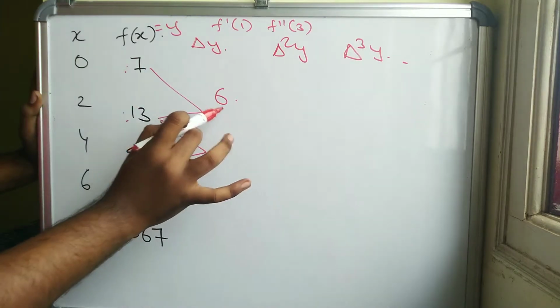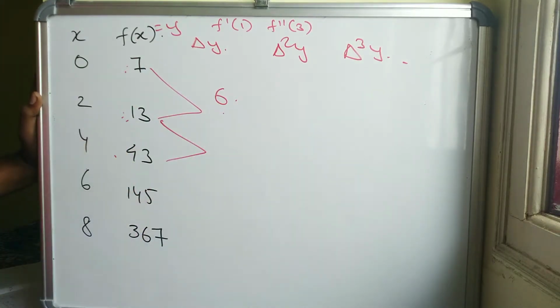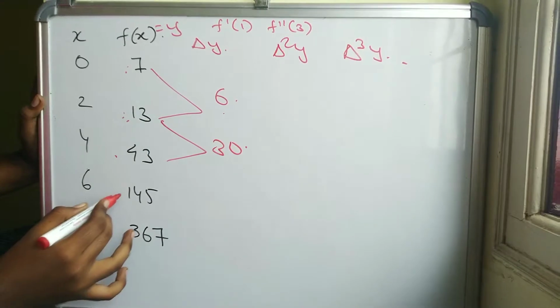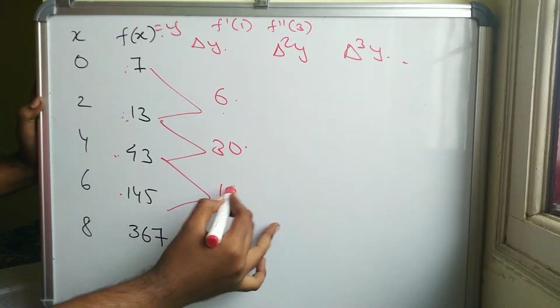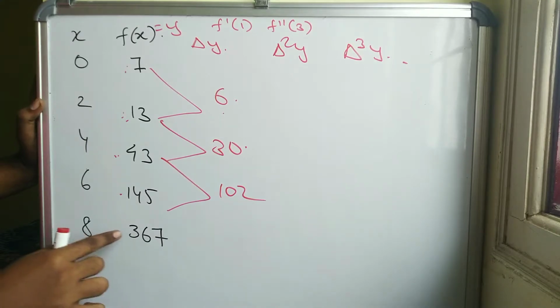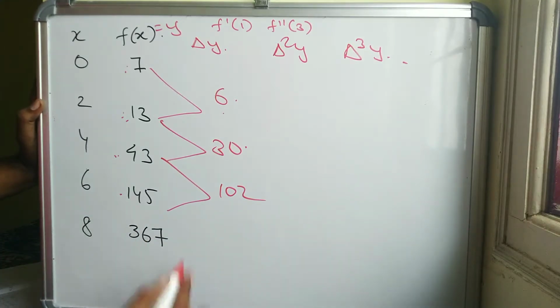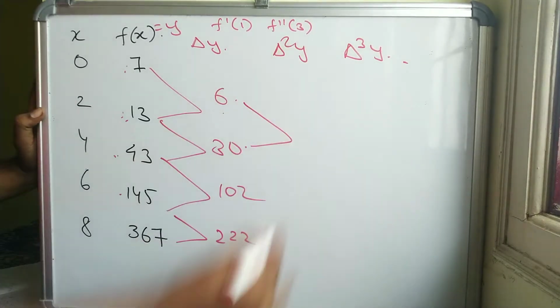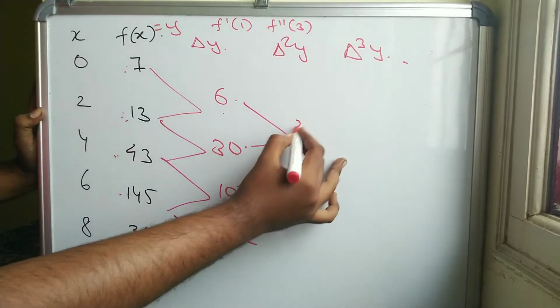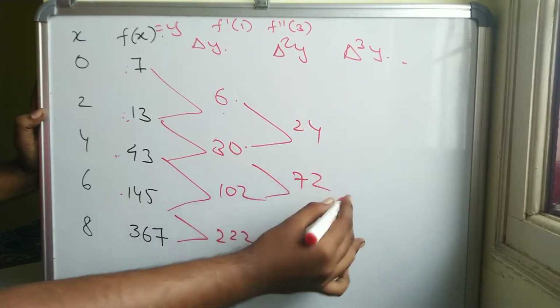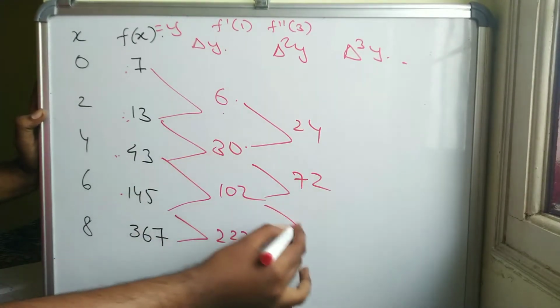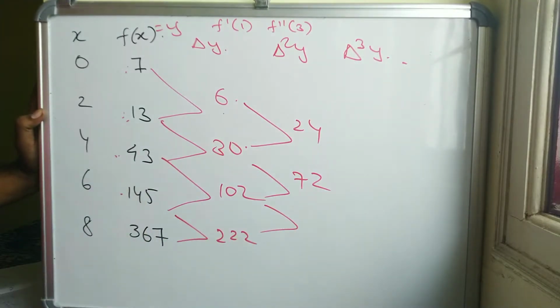30 minus 7, 6; 43 minus 13, 30; 145 minus 43, that is 102; 367 minus 145, it is 222. Okay, again delta square y: 30 minus 6, 24; 102 minus 30, 72; 222 minus 102, that is 120.